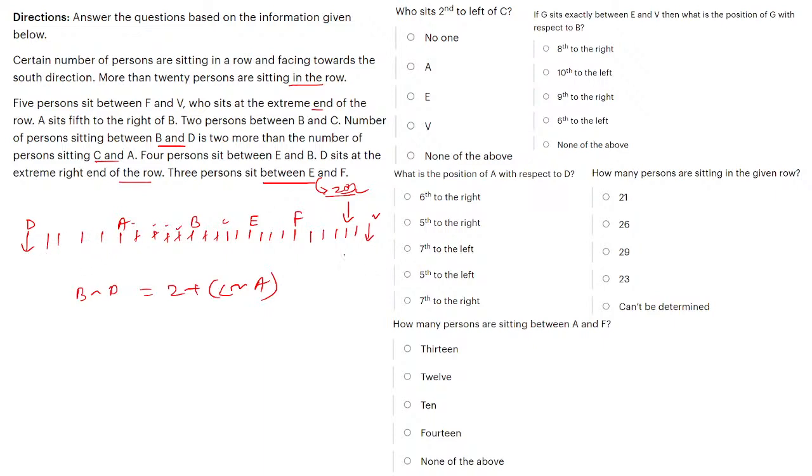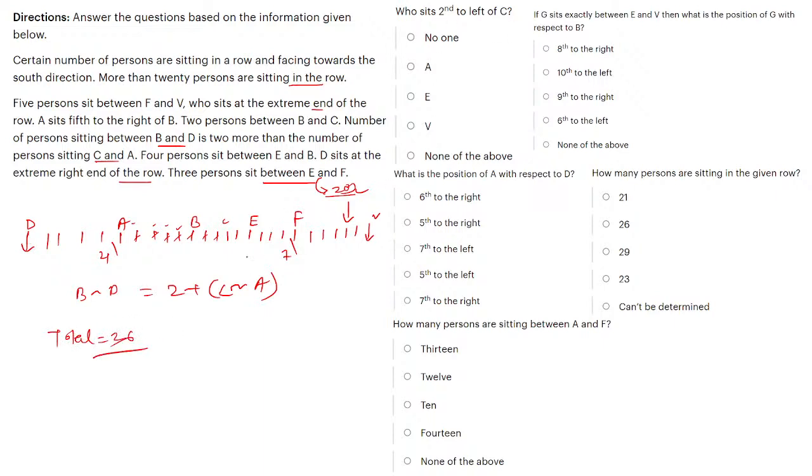So, now count the total number of persons to see if it gets more than 20 or not. 1, 2, 3, 4, 5, 6, 7. So, up to this is 7. 1, 2, 3, 4, 5, 6, 7, 8, 9, 10, 11, 12, 13, 14. So, up to this 21. 22, 23, 24, 25, 26, right? So, the total number of persons is 26, right?